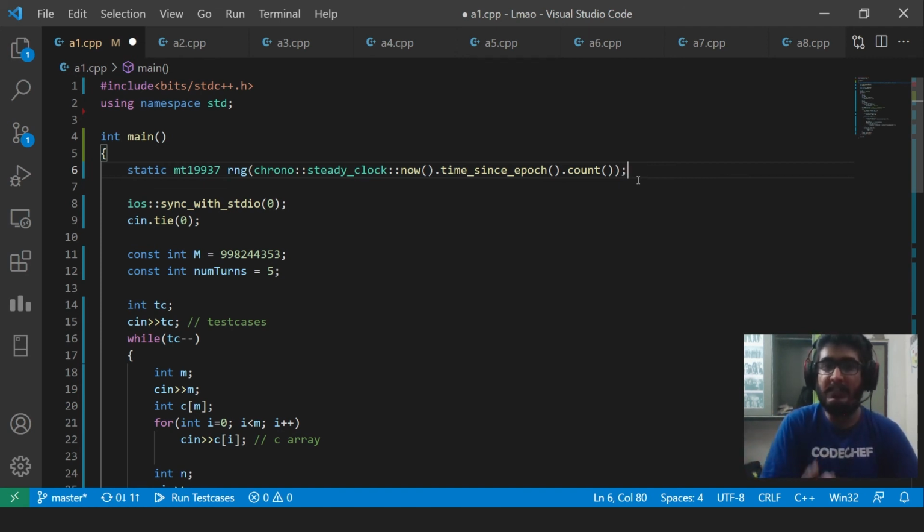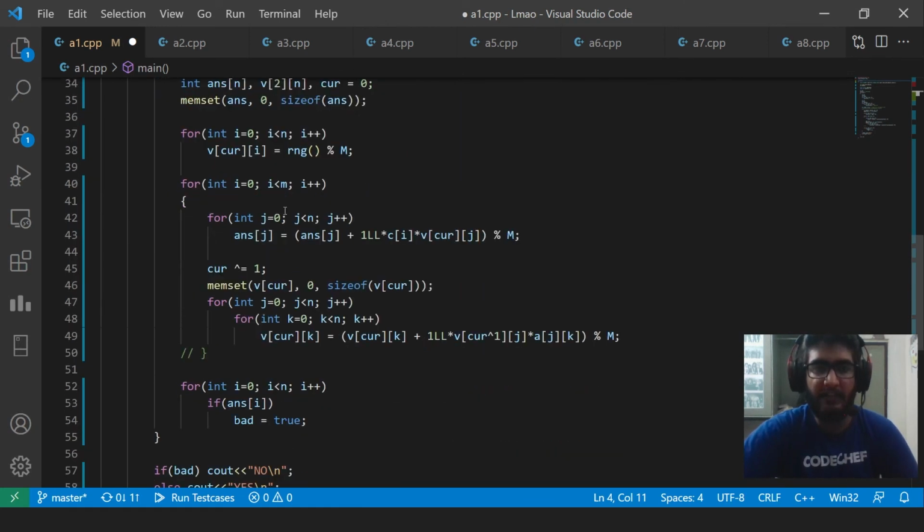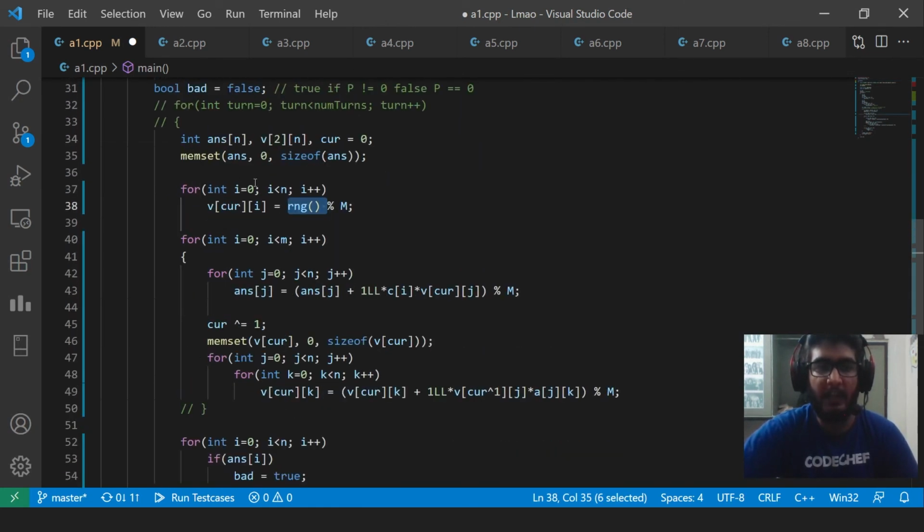The standard rand function present in C++ has a lot of faults, and it is also biased towards some numbers rather than other numbers. This RNG does not have, at least in the view of competitive programming, any kind of faults or biases. So you can use this RNG function, and using it we have generated a random vector, which is v current i or v0i right now.